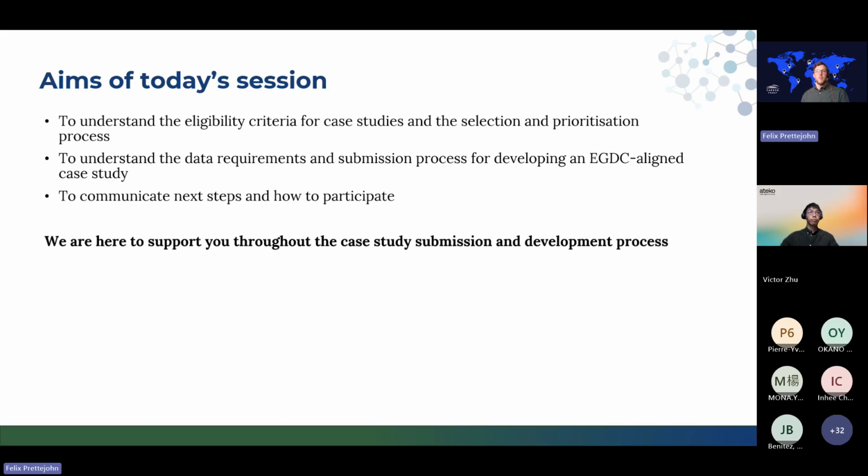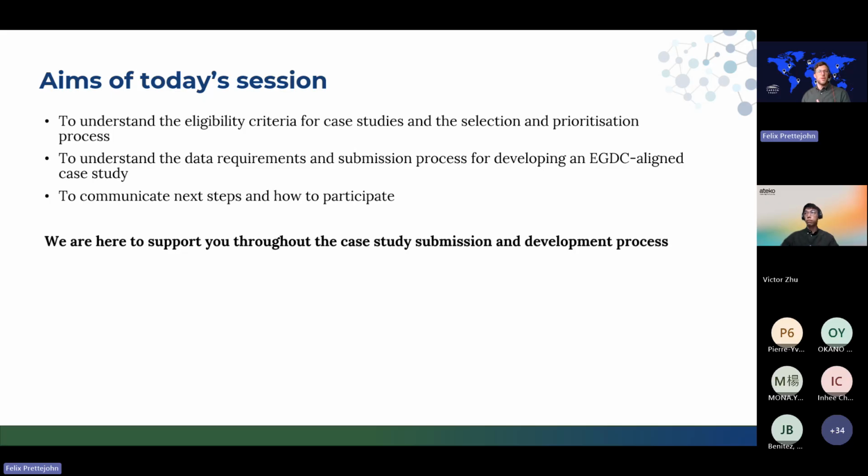So to start with, there's quite a lot of content I want to take you through today, but I'd really like you to leave with a clear understanding of the eligibility criteria for the case studies, how we'll be selecting and prioritizing those case studies which are submitted, and a really good understanding of the data requirements and the submission process for developing an EGDC case study.